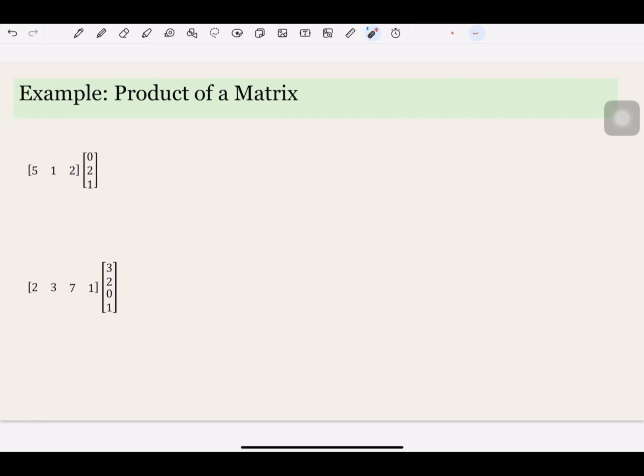Okay, so here you are asked to get the product of two matrices. This is a row matrix and this is a column matrix, and you're asked to multiply. Here you see that the first matrix has one row with 3 columns, and the second matrix has one column with 3 rows. So that means you're allowed to do the matrix multiplication here. If you multiply them together, you'll get a single number.